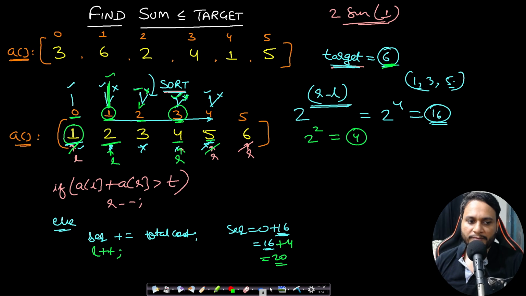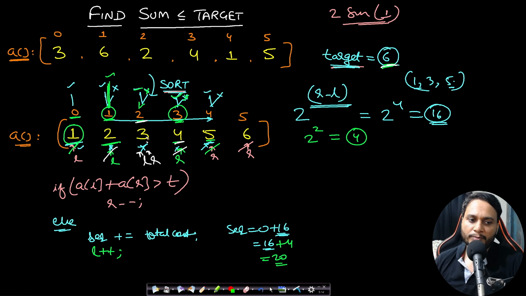Now you proceed even further, and if it is valid, I will be moving this L to the right hand side, and you see that if you add 4 plus 3, it is invalid, because it is greater than 6, so you move the right pointer to the left hand side.